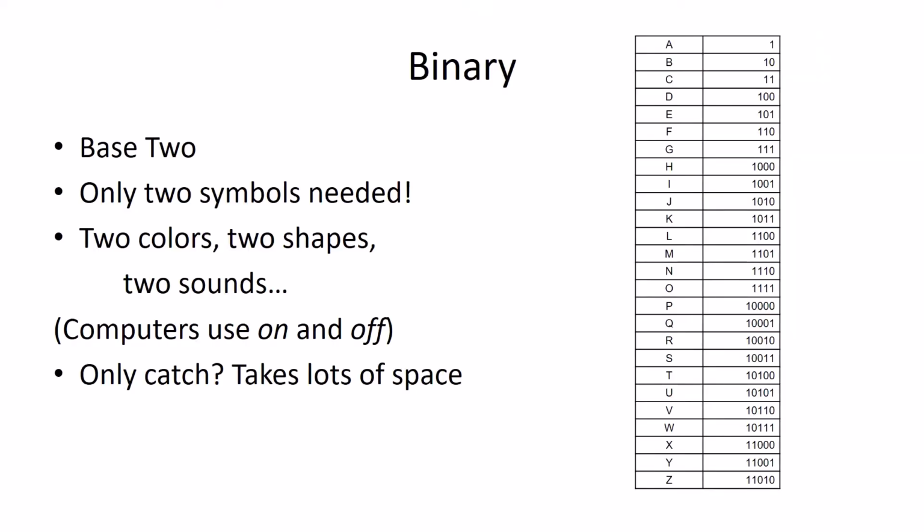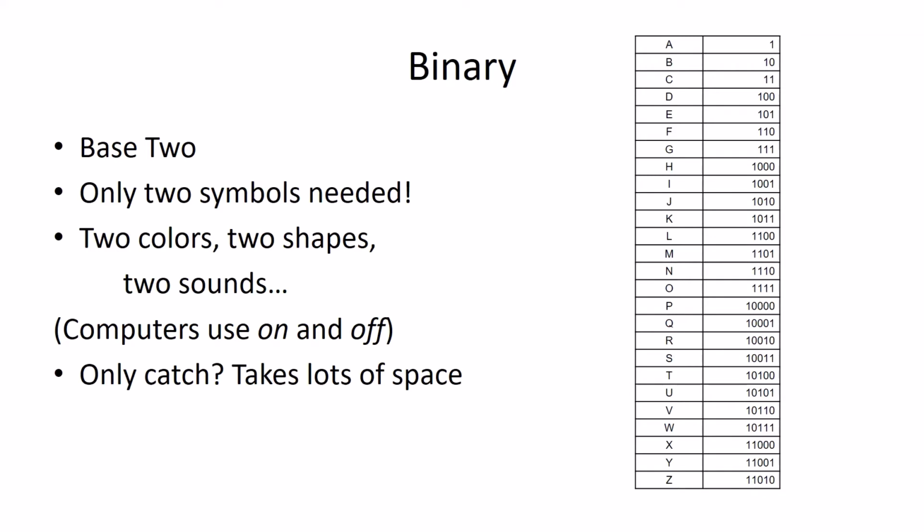All right, so here's binary written out going from 1 to 26. And the idea is the same as the other non-decimal bases. If you remember, in base 10, we've got the digits 0 to 9. In base 6, we've got 0 to 5. In base 5, we've got 0 to 4. So in base 2, we're going to have just 0 to 1.